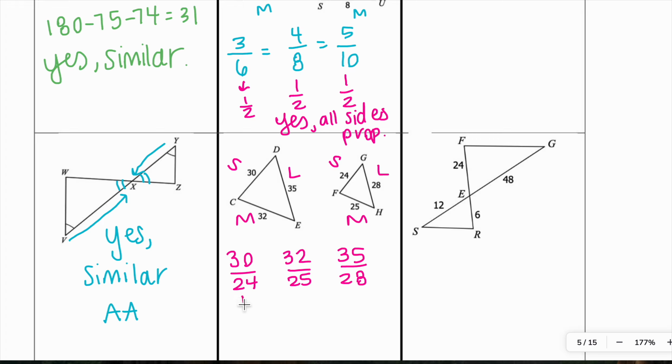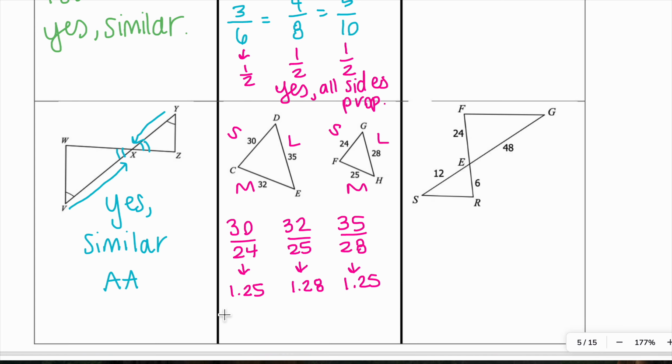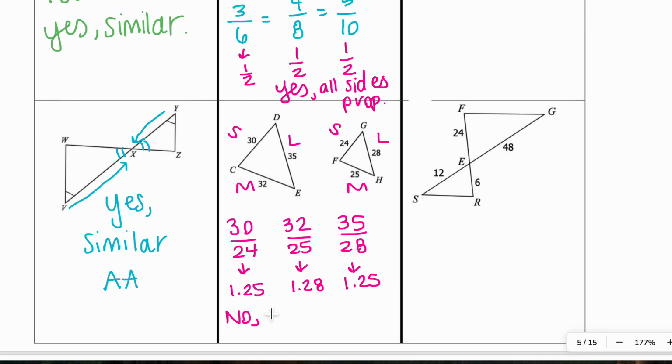These aren't going to be a beautiful fraction. You can keep them as a fraction. I ended up doing a decimal here, so I got 1.25 for 30 over 24. I also got 1.25 for 35 over 28. Yep, so I'm going to scooch over here. But then when I took 32 over 25, I got 1.28. So with this example, I could not say they were similar. No, not all sides proportional. If we need to, we can give that one a sad face.